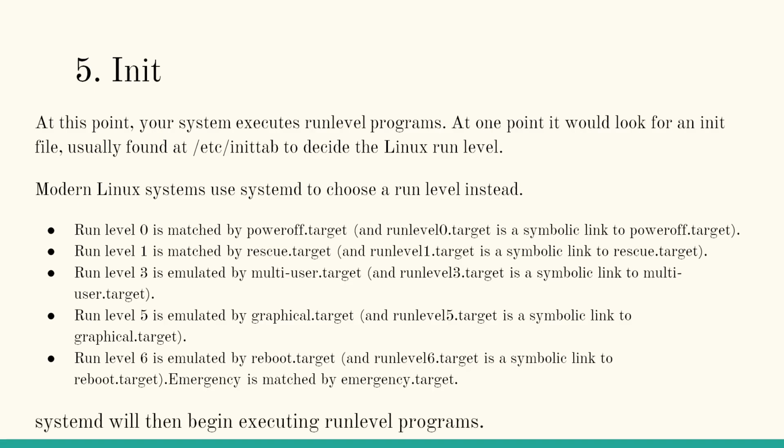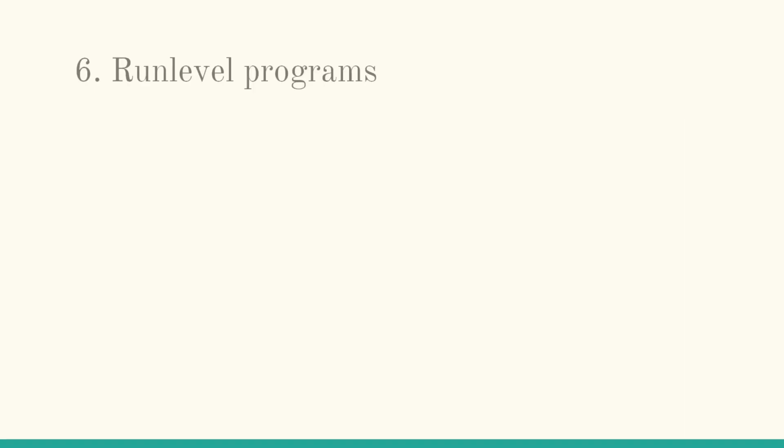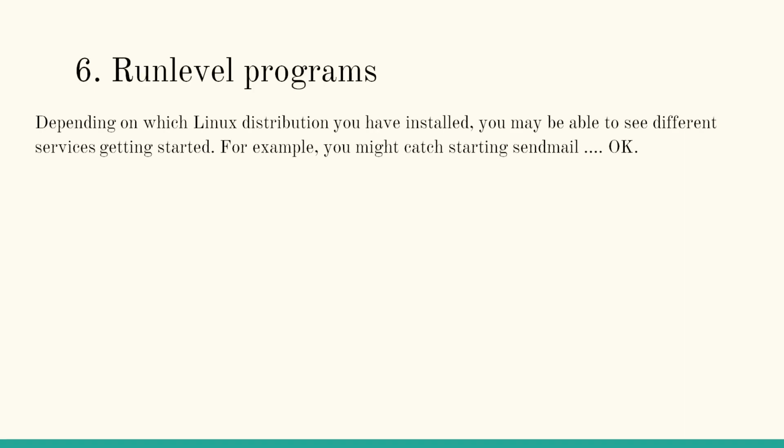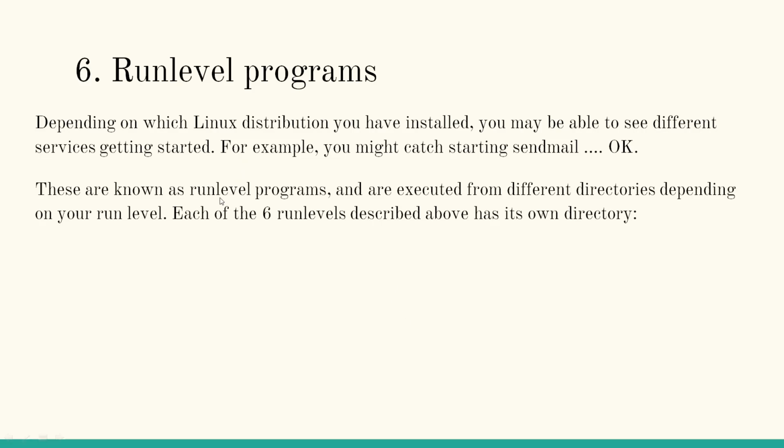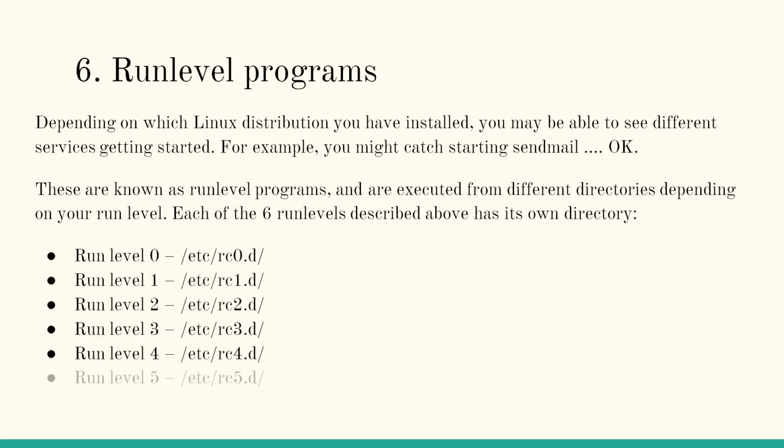And systemd will then begin executing run level programs. Depending on which system distribution you have installed, you may see different services getting started. For example, you might catch it starting sendmail. These are known as run level programs and are executed from different directories depending on your run level. Each of the 6 run levels described above has its own directory. So we have run level 0, /etc/rc0.d, run level 1, run level 2, 3, 4, 5, and 6. You can find them in /etc/rc1.d, rc2.d, rc3.d, etc.